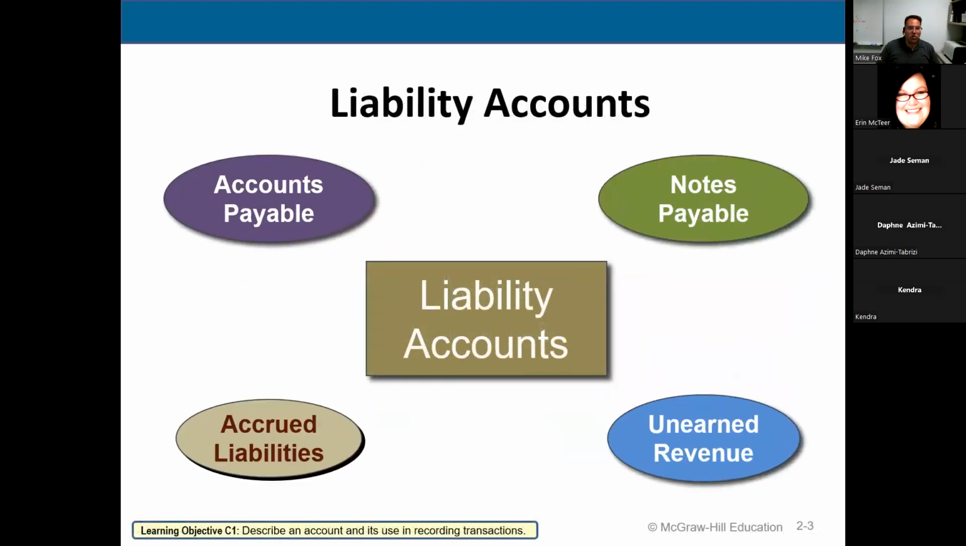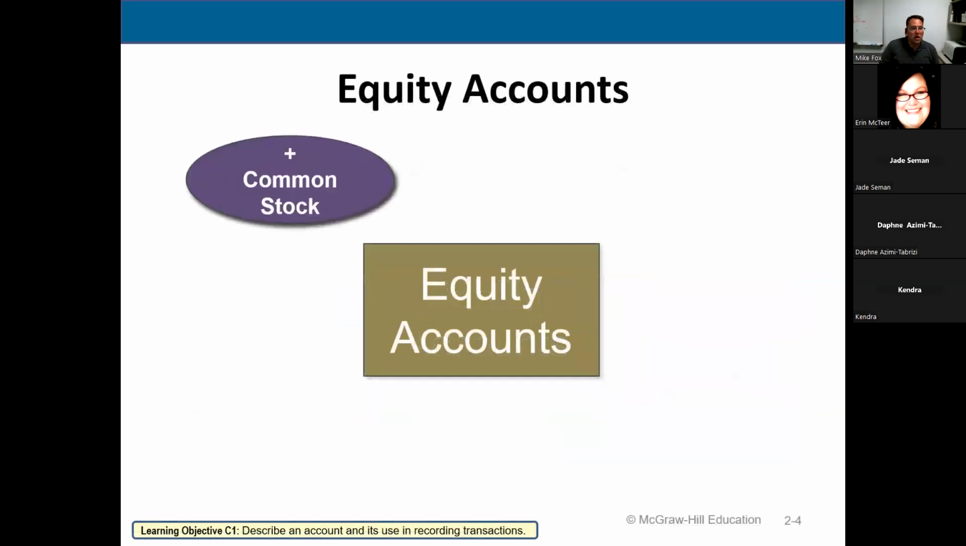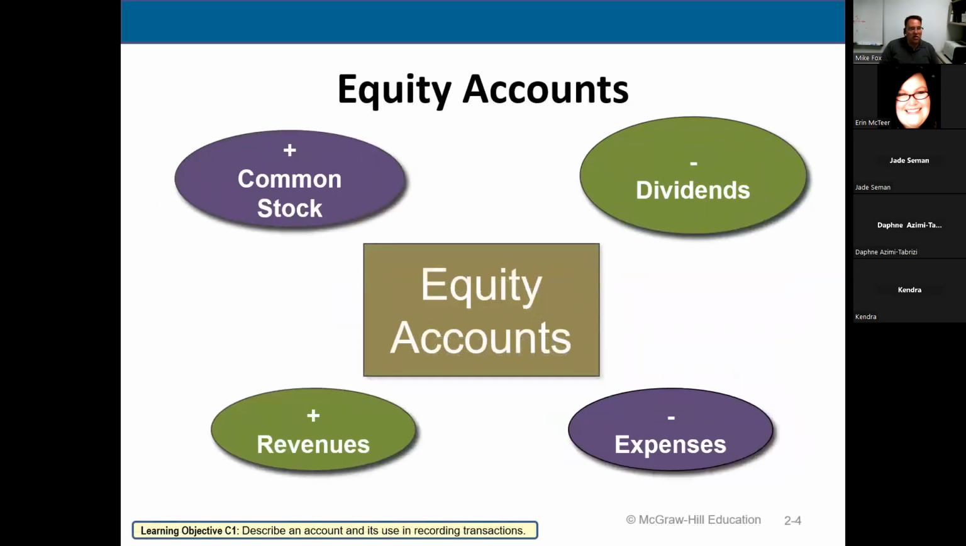Liabilities are debts or money that you owe. Usually they'll have payable in the name, accounts payable, notes payable, but sometimes there'll be something like unearned revenue, which means money somebody paid to you, but you haven't yet earned it. So you kind of owe them their money back, or you owe them the services they paid in advance for. Equity is our common stock and revenues that increase our equity, and then our dividends and expenses, those decrease our equity.